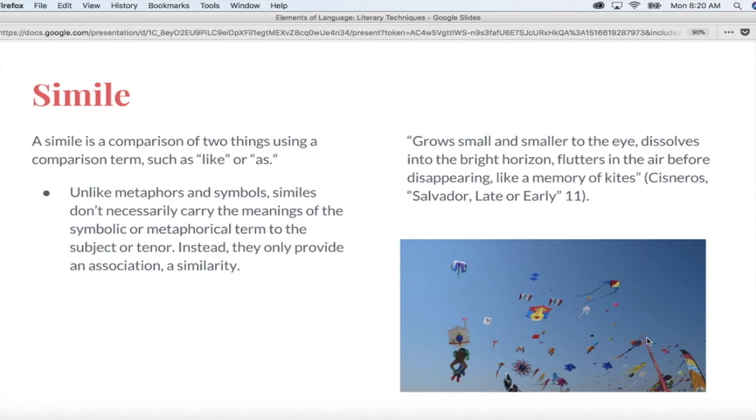As with analyzing metaphors, we have to think about the associations of the simile term. What are the meanings or associations of the memory? What might kites symbolize? Does it change that it's a memory of kites? And finally, what does that tell us or show us about Salvador and his disappearance from our view?